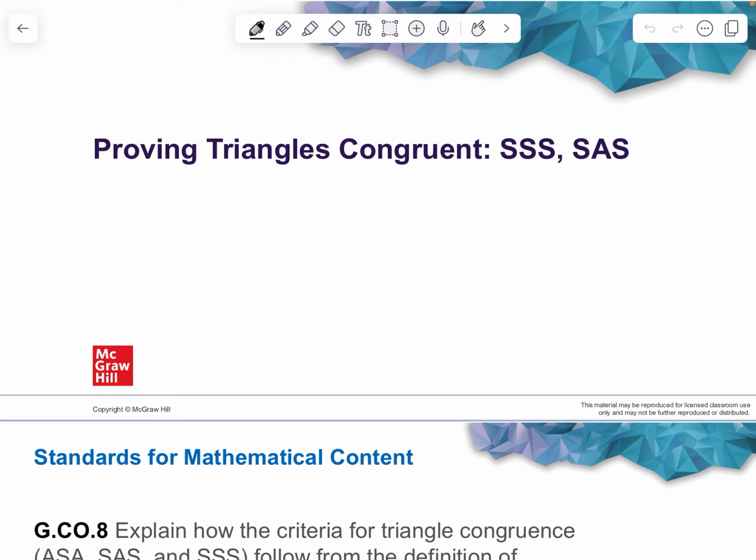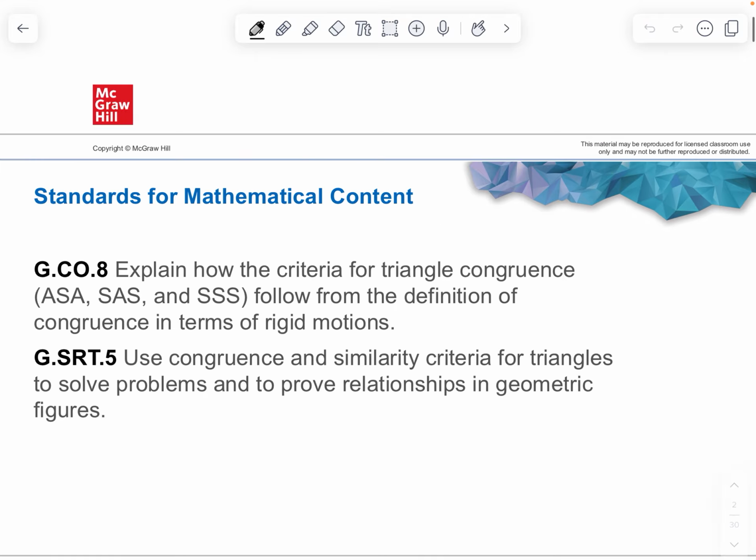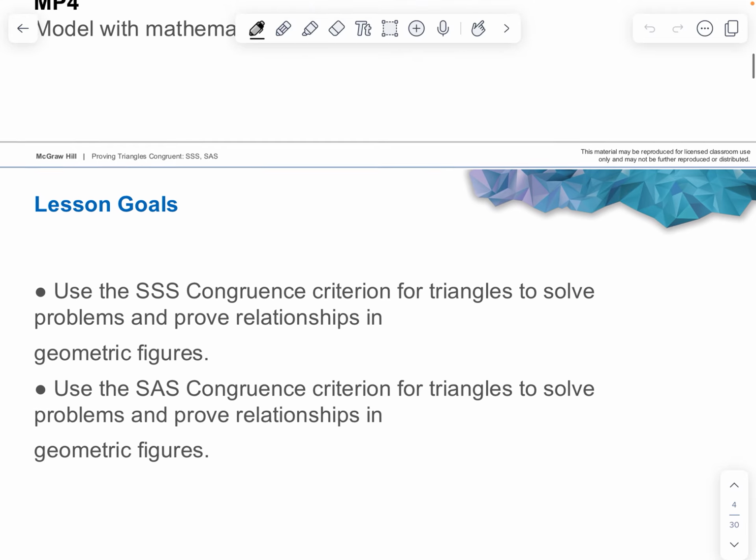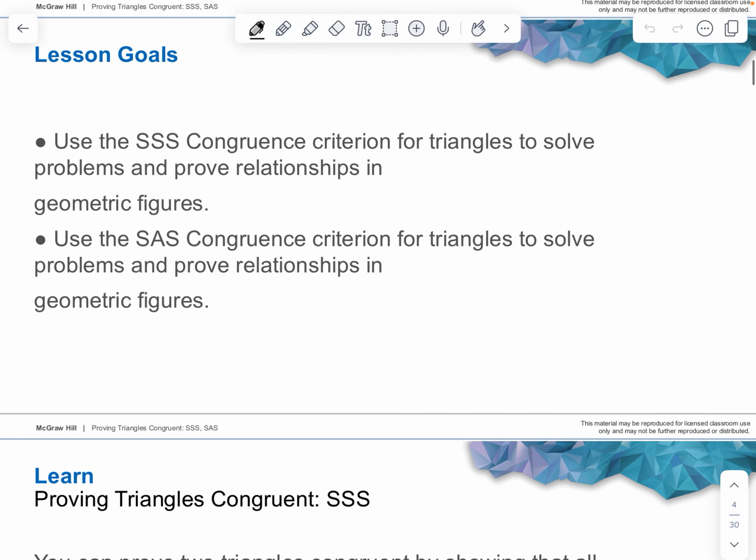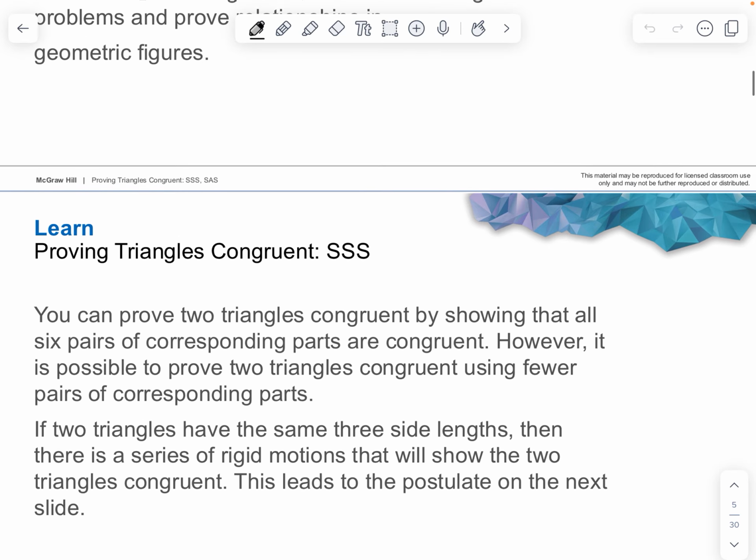Proving Triangles Congruent, and we're going to be talking about SSS and SAS, which sounds strange. This is lesson 5.3, and we are on page 7 in the notes. All right, so those are our standards, and we're going to be using the side-side-side congruence criterion and the side-angle-side congruence criterion for triangles to solve problems and prove relationships in geometric figures.